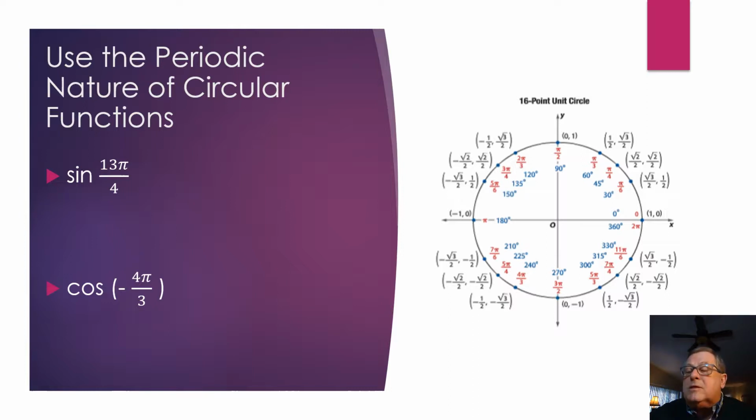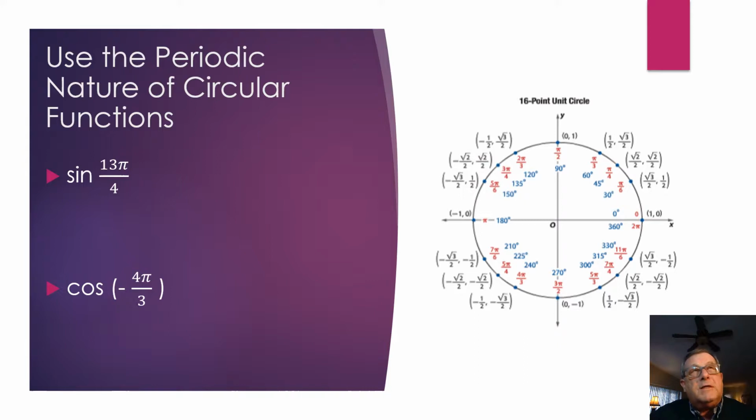We'll see that these sine and cosine functions have circular natures, particularly with what we're getting ready to deal with coming up next, where we're going to be graphing sine and cosine functions. All right, let's see. We're asked to find the sine of 13 pi over 4.